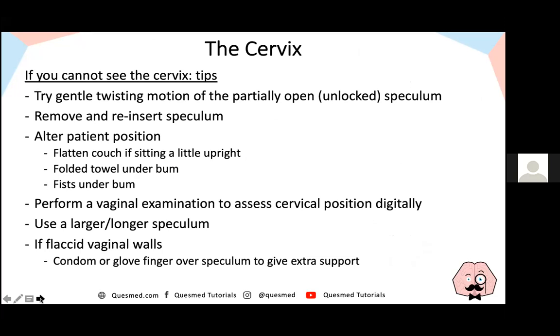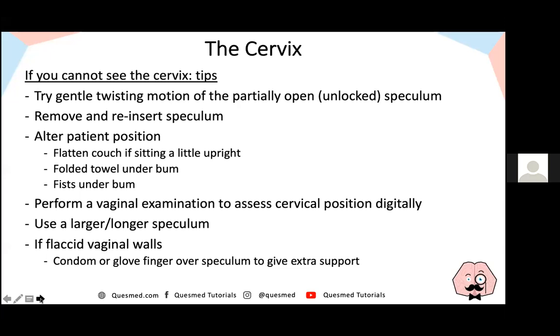posterior or anterior angle. You might want to alter the patient's position. You might want to flatten the couch if they're sitting upright. You might want to elevate their pelvis. So you can pop a towel under their bum, or you can tell the patient to pop their hands under their bum. That just lifts the pelvis a little bit and can give you a better angle for seeing the cervix.